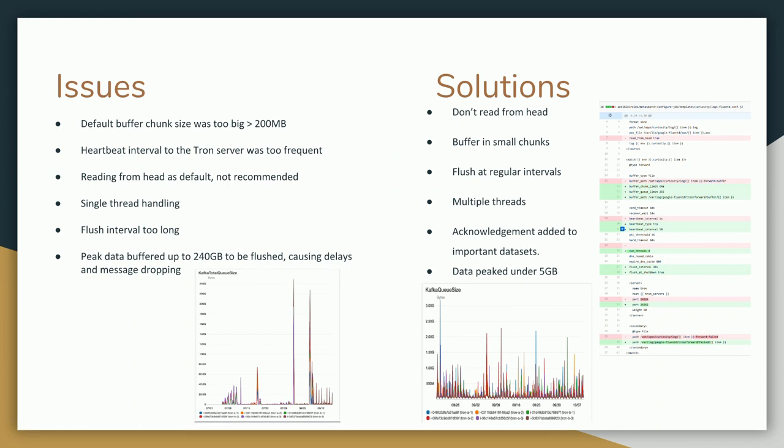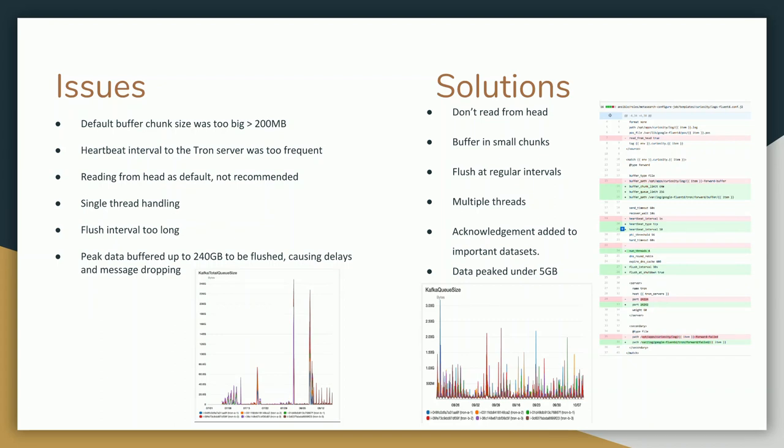We also have multiple threads do the transfer, because a single thread, if you have a lot of data, gets really slow. Also, keeping a smaller flush interval means you start flushing more data faster, and your file size becomes smaller as well. In that time, because all the services talk to Tron servers, we were seeing up to 240 GB of data buffered at peak, which had to get flushed out and would take around 8 hours to flush back to normalcy.